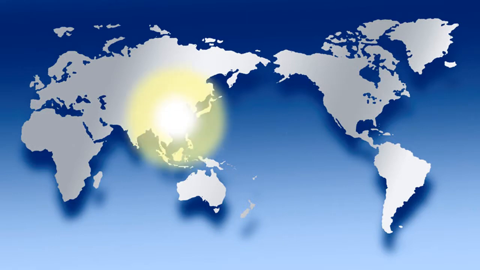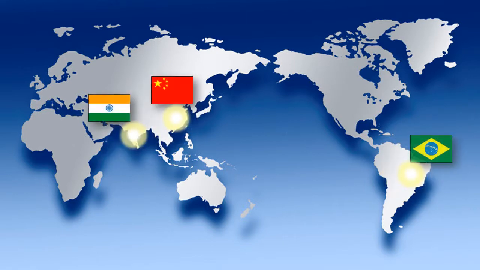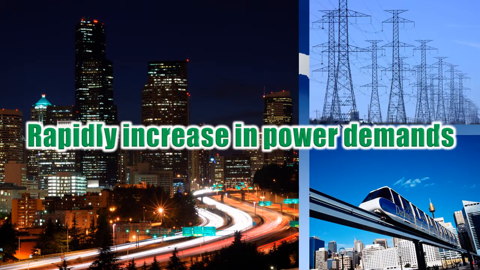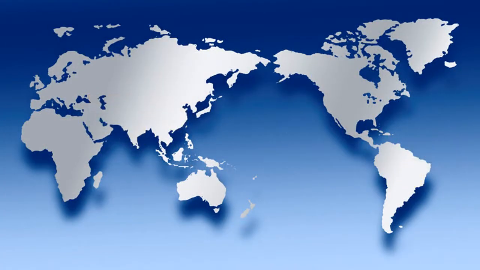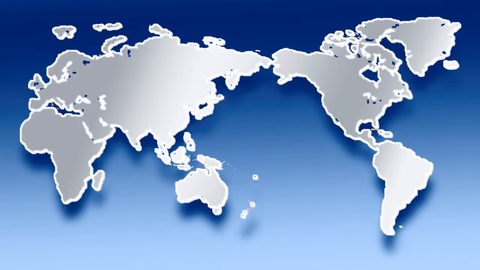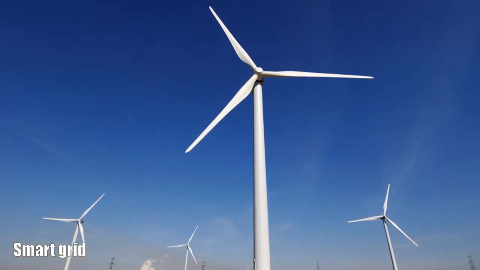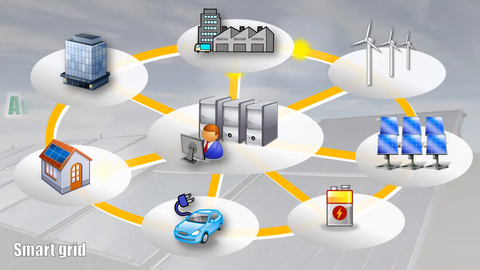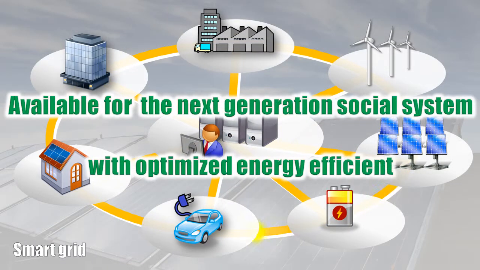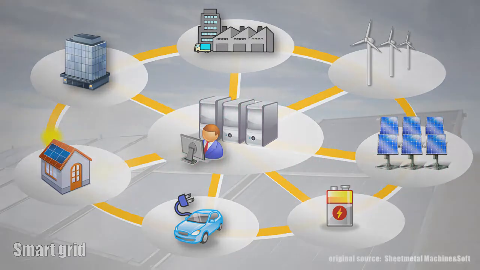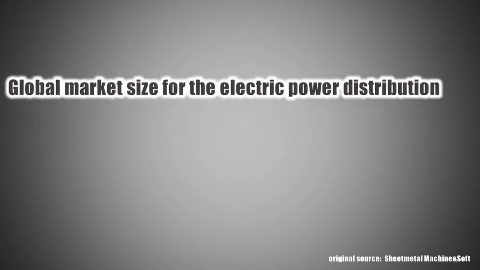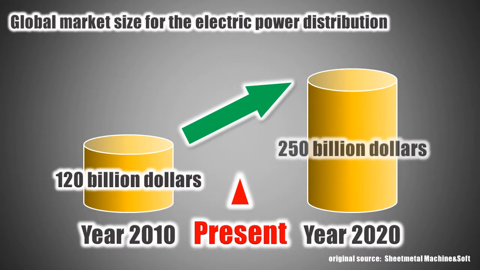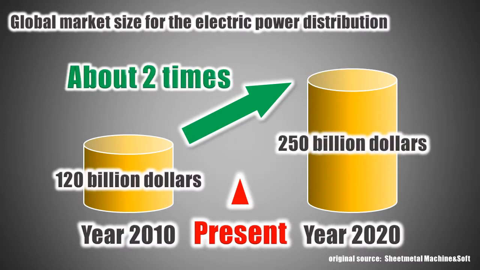The power demands are growing rapidly in recent years, especially in economic growing countries such as China, India, and Brazil. We also see a global increase in power demands since we are moving to a next generation social system called smart grid that optimizes energy efficiency. Based on these backgrounds, the global market size for the electric power distribution is expected to grow twice the size in the 10 years, from 2010 to 2020.